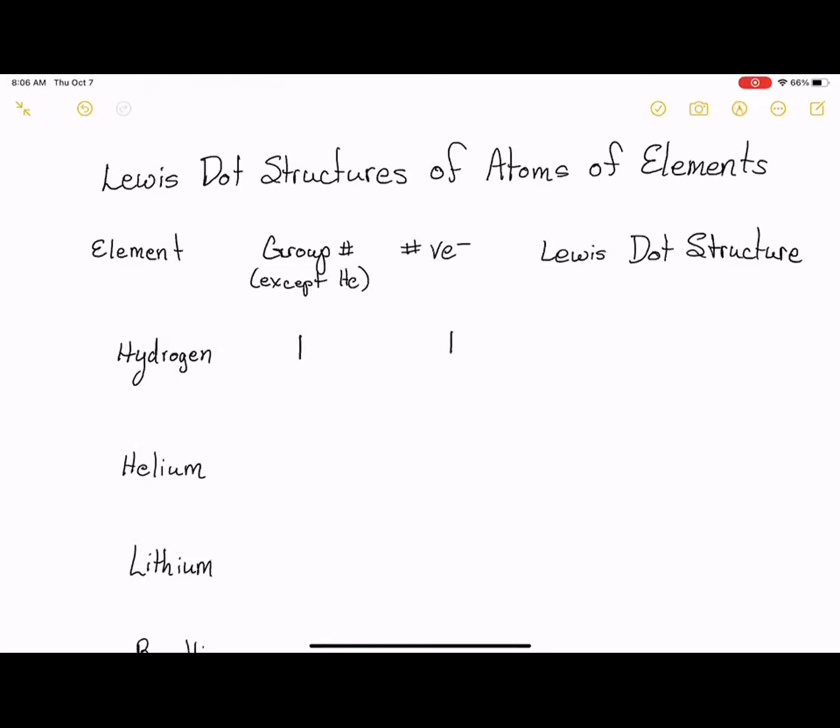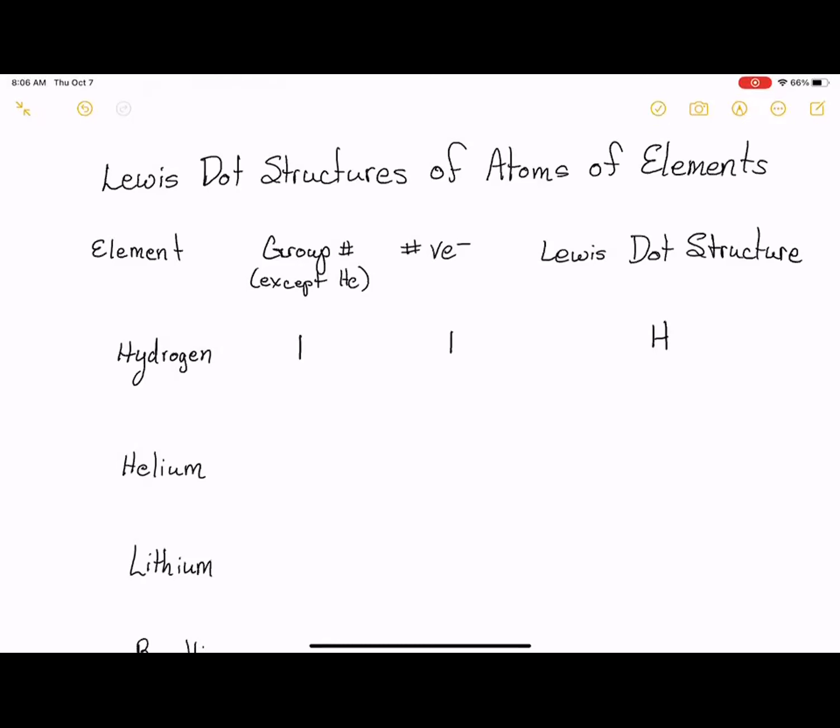Now, to illustrate a Lewis dot structure of hydrogen, or actually any element, the first thing you do is write the symbol for that element. So that is our first step. When you write the symbol for the element, you're taking into account any core electrons that the atom has. So the symbol represents not only the identity of the element, but its core electrons. Now we're going to put in the valence electrons.